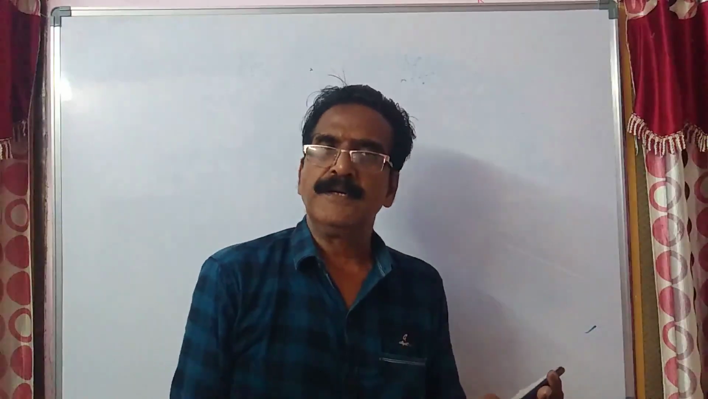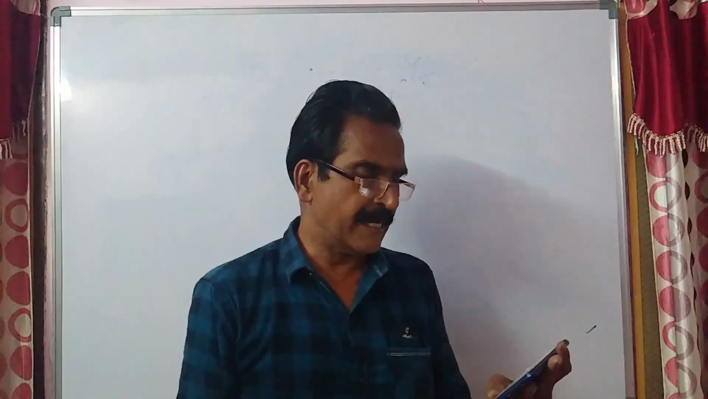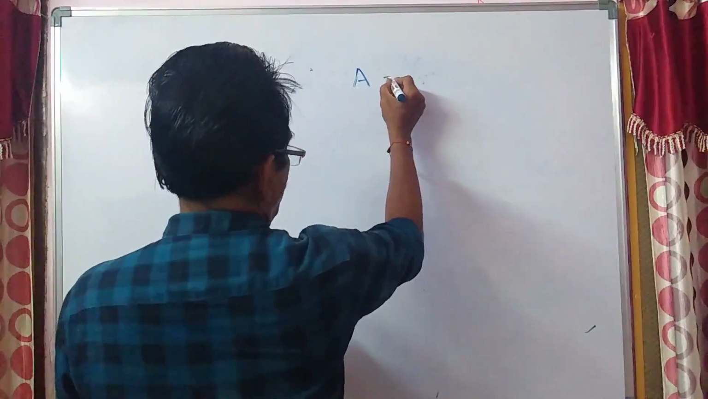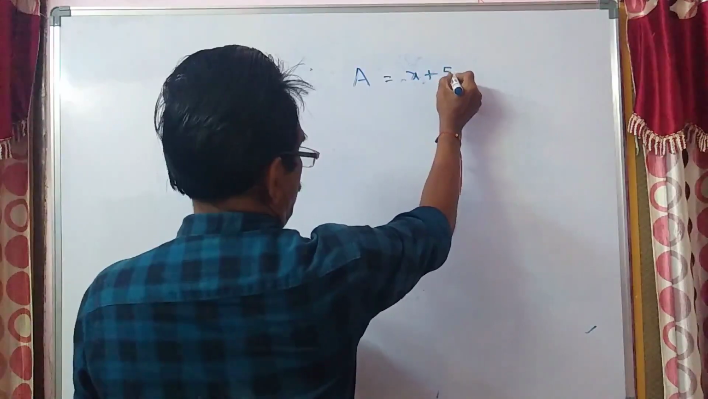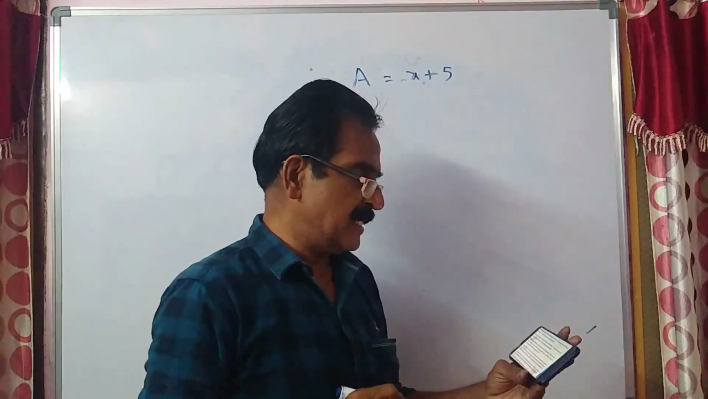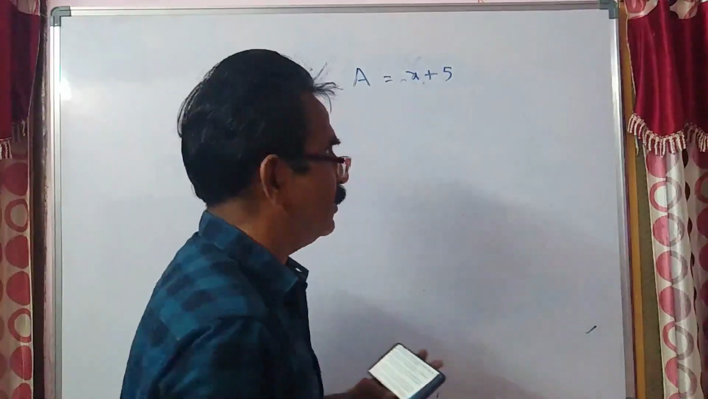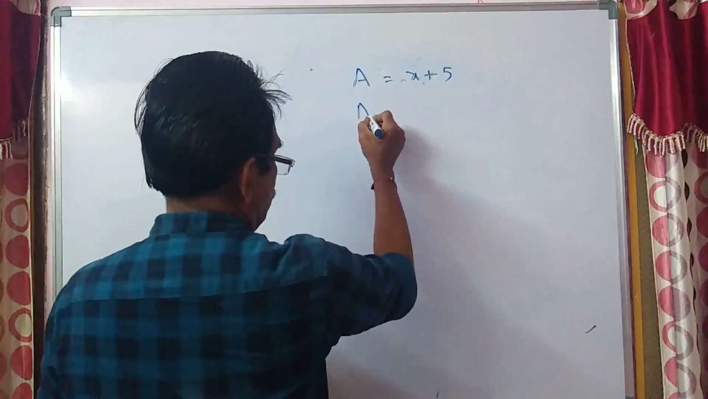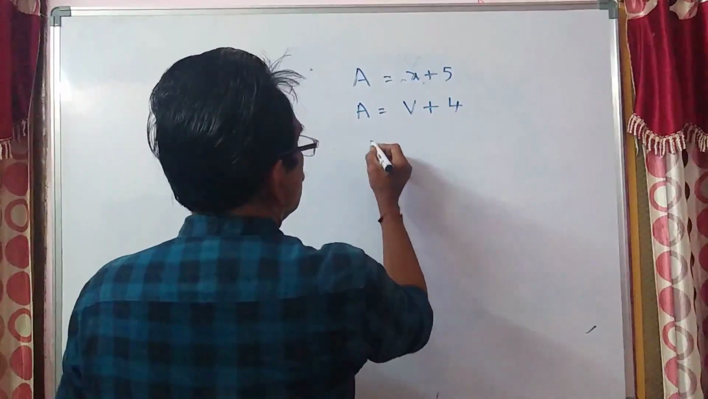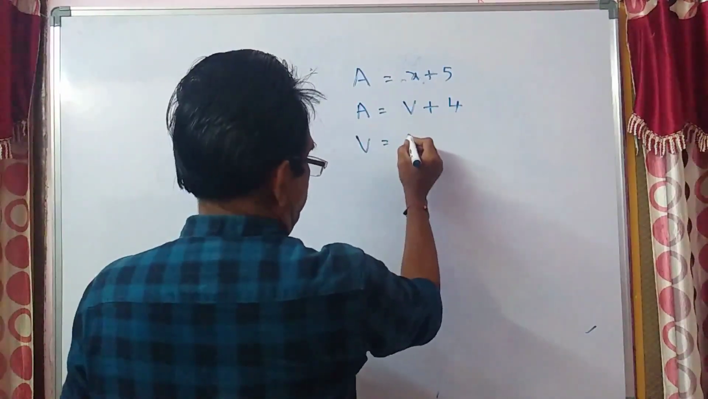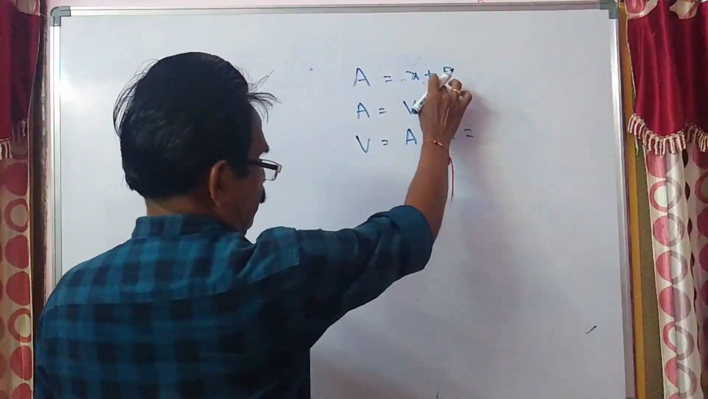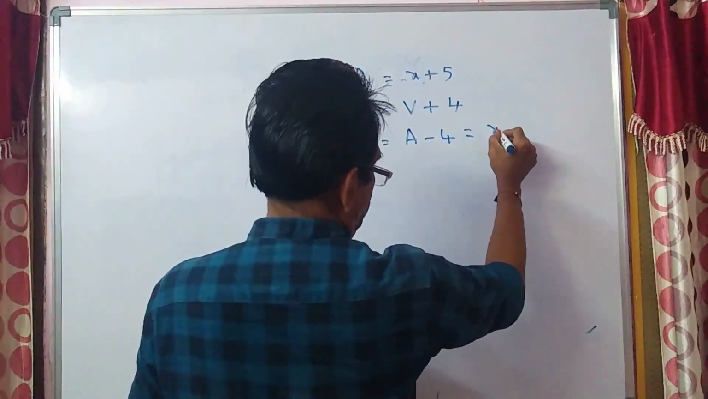The age of Arun, next problem friends. The age of Arun is x plus 5 years. And Arun is 4 years older than Varun. So V is equal to A minus 4. A is equal to what? X plus 5. X plus 5 minus 4, x plus 1.